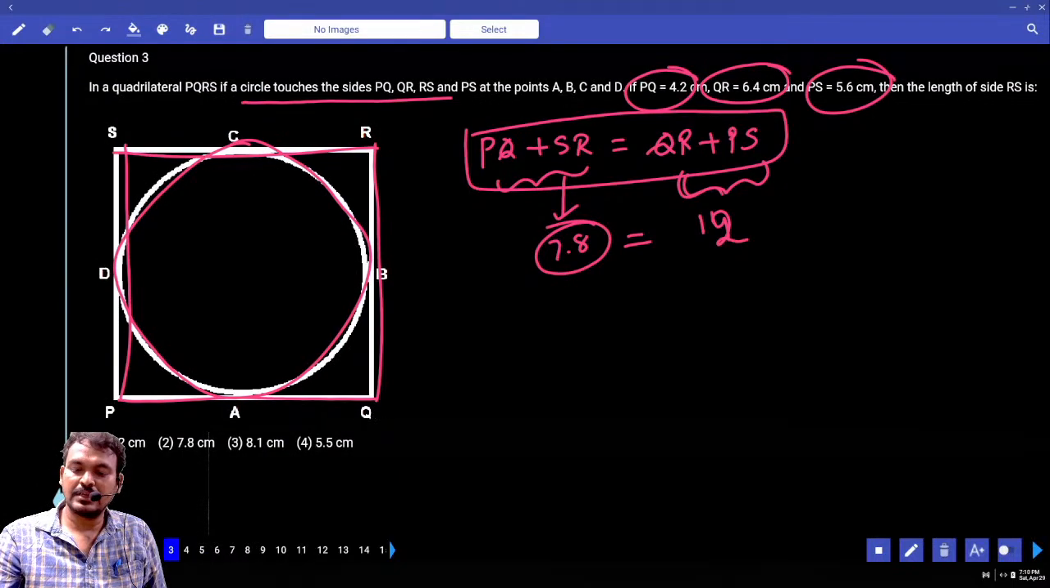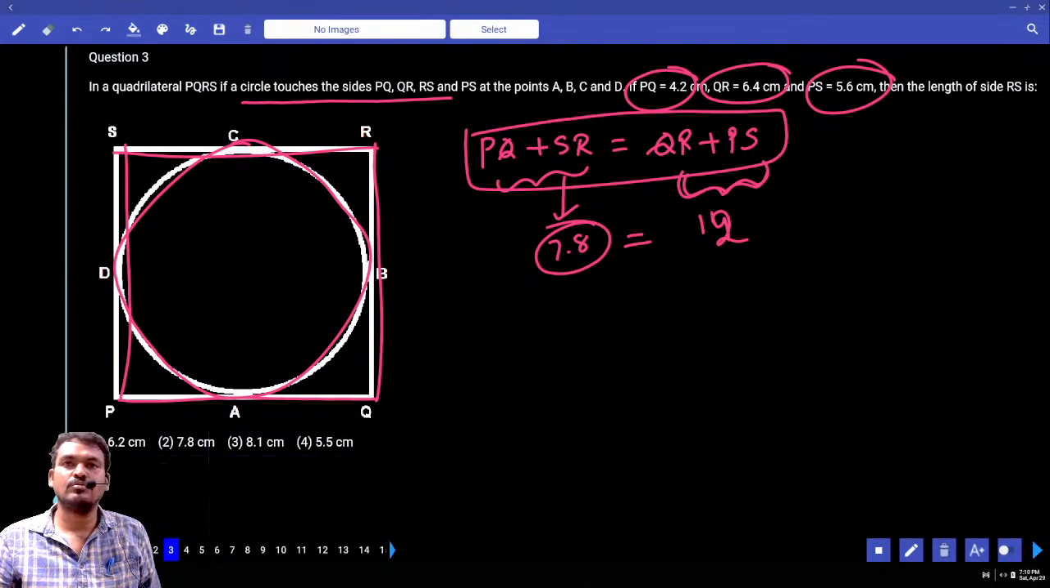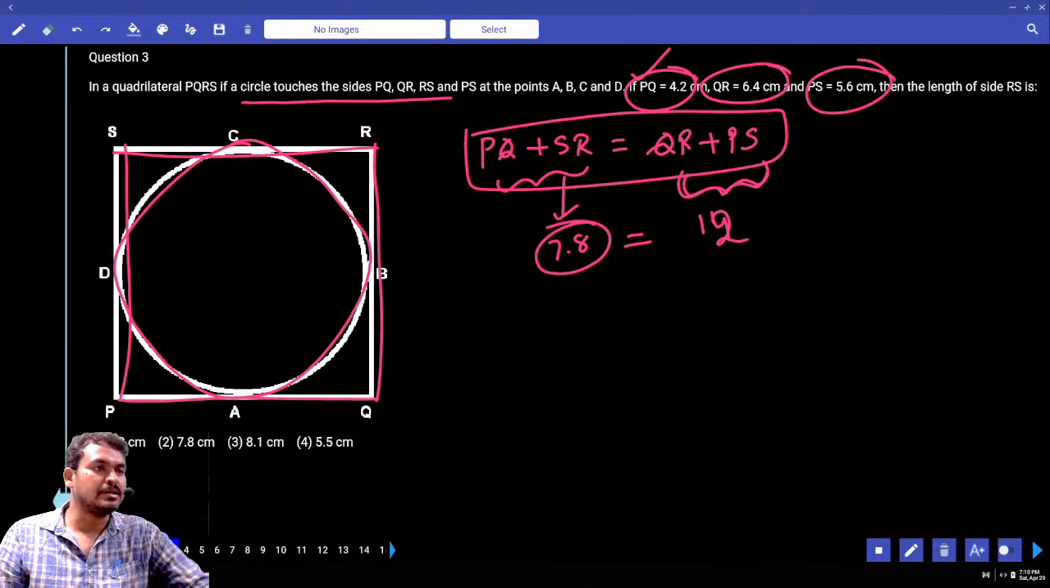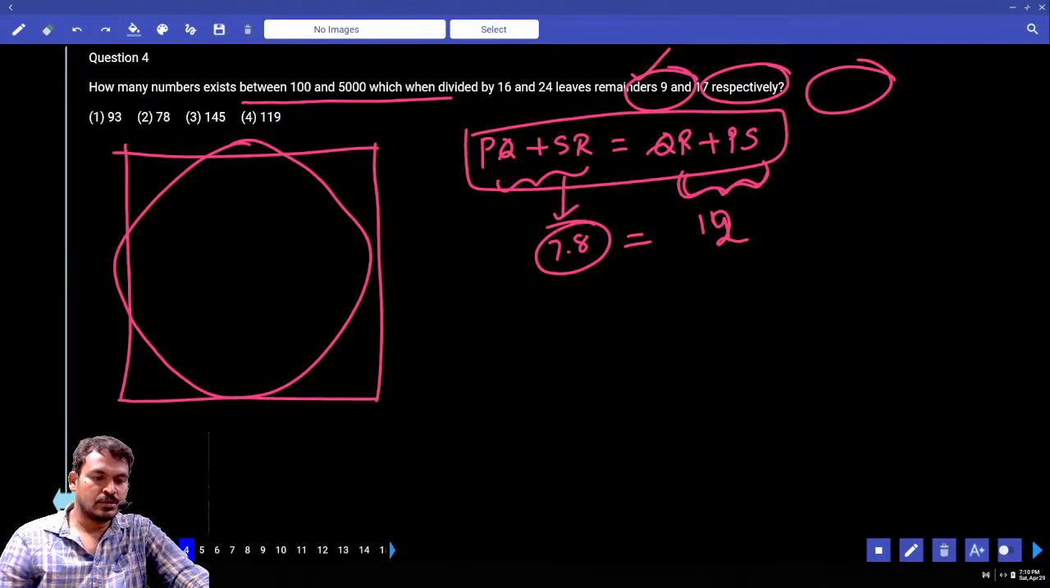What is the right hand side sum? 12. Right hand side sum is 12, means left hand side sum is also 12. We already know the PQ value. 12 minus 4.2. What is the answer? 7.8. Next, question number 4.